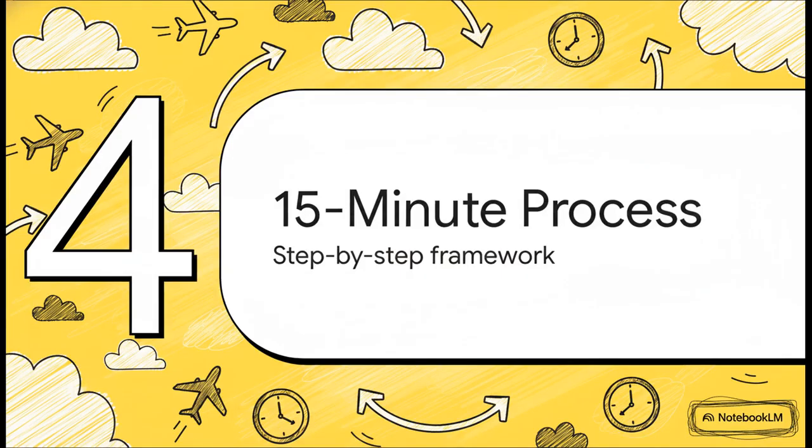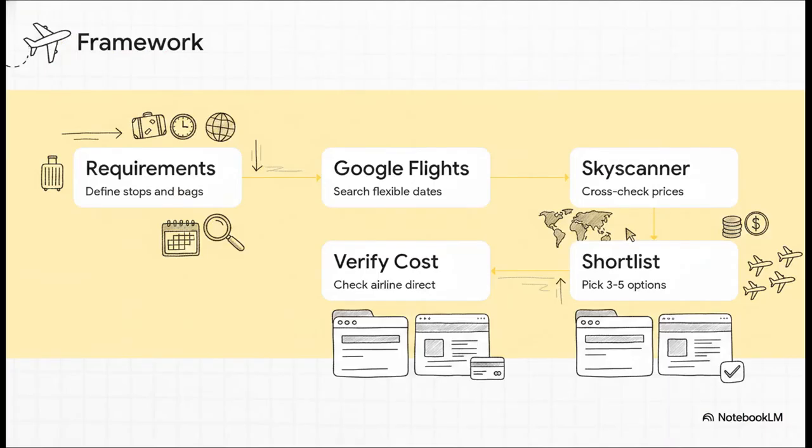All this background leads us straight to our main solution, Section 4. The 15-minute booking process, your step-by-step framework. If you want to ditch that tab-switching anxiety for good, follow this exact sequence. First up, define your non-negotiables: stops, bags, times, before you even hit search. This stops you from being completely swayed by terrible schedules masked by low prices.